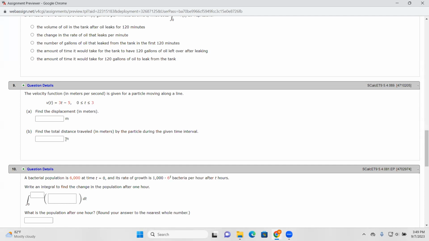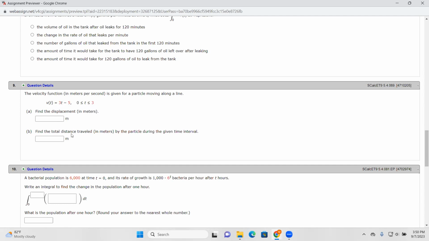Now, when it comes to total distance traveled, we want to think of all of our area regions, both those above and below the horizontal axis, as positive, because total distance traveled would be like what the odometer of a car would read if you went a certain number of miles east and then maybe came back a certain number of miles west. Sure, displacement could be zero if you go 100 miles east and 100 miles west, but the odometer would change by 200 miles if you went 100 miles east and 100 miles west.